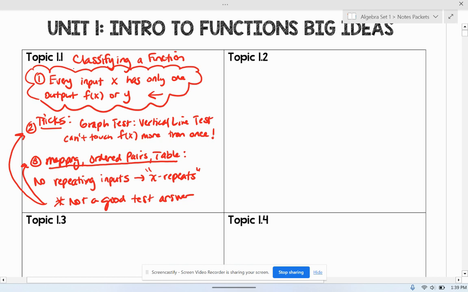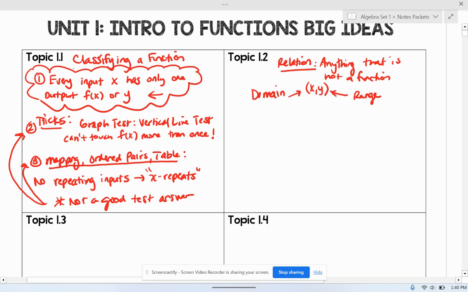All right. So topic 1.2, we often refer to a relation as anything that's not a function. I mean, functions are also in the category of relations, but if you're trying to talk about something that's not a function, you would say it's just a relation. Okay, so in a relation, we have a domain and we have a range. These both come from an xy coordinate point on the graph.